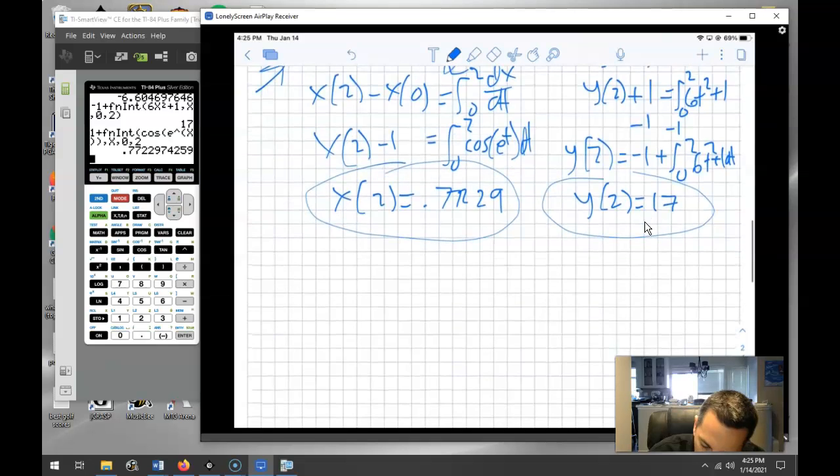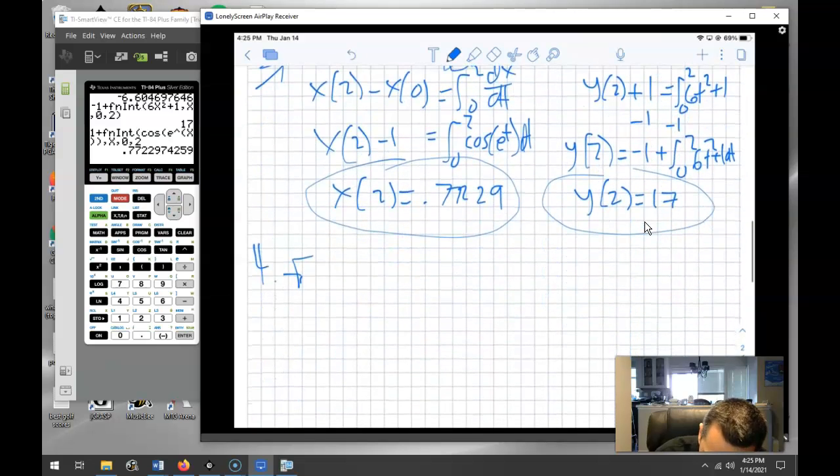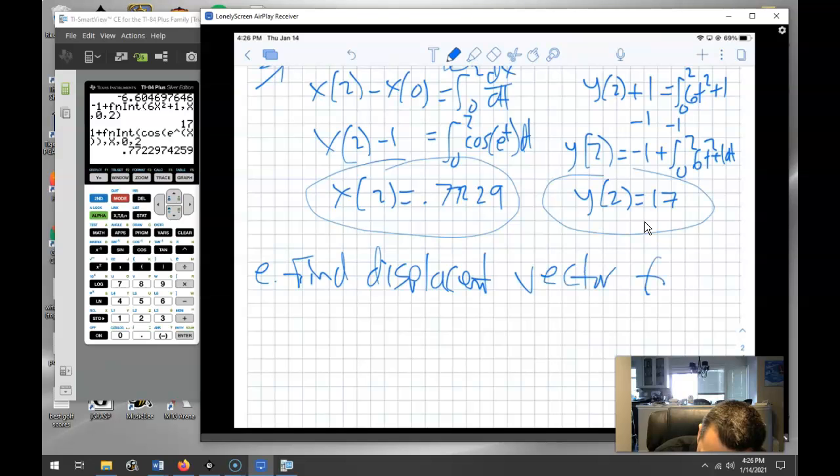Next thing I wanted to talk about was a displacement problem. So you'll see a problem like this. So find, I don't know why I wrote 4, she wrote part E. Okay, so part E, a problem might ask you to find the displacement vector, and again, using the same dx dt and dy dt, find the displacement vector from, let's say, t equals 0 to t equals 4.